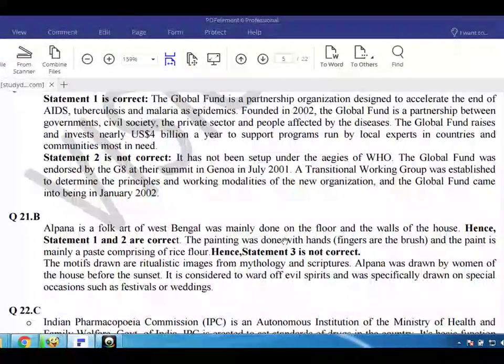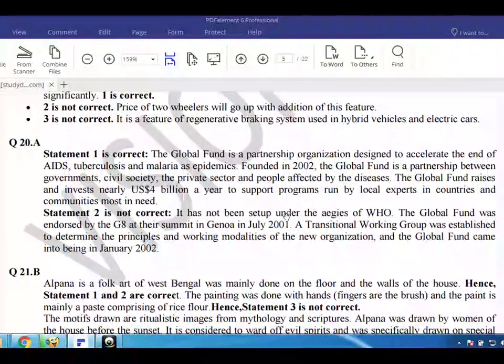Q20.A Statement 1 is correct. The Global Fund is a partnership organization designed to accelerate the end of AIDS, tuberculosis and malaria as epidemics. Founded in 2002, the Global Fund is a partnership between governments, civil society, the private sector and people affected by the diseases. The Global Fund raises and invests nearly $4 billion a year to support programs run by local experts in countries and communities most in need.